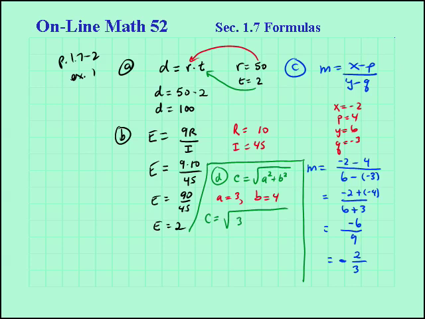is 3 squared. In fact, I'll write parentheses around that. Plus B squared is 4 squared. The square root of, well, 3 squared is 9. 4 squared is 16. And now we'll add within to get C equals 5. Okay, good.